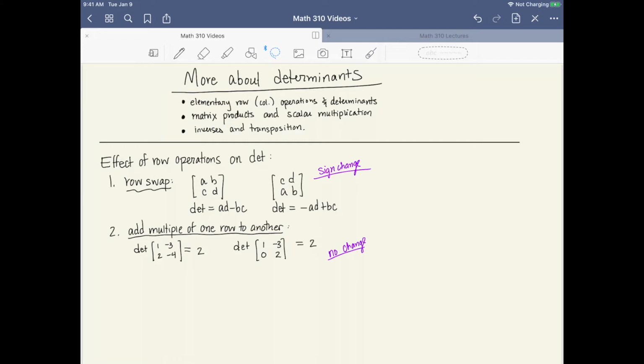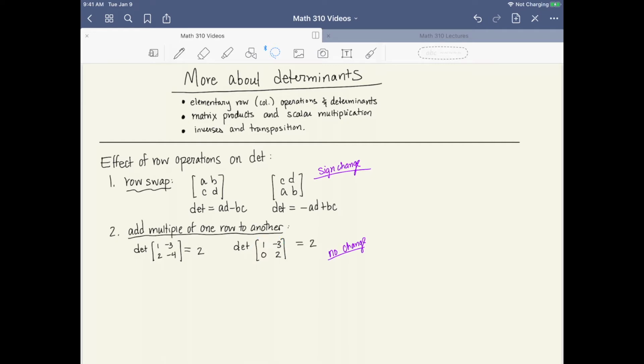This is just an example to demonstrate, but let's now take something with numbers in it. We're going to look at the matrix 1, -3, 2, -4. Calculating its determinant, you see that the determinant is 2. If you add 2 times row 1 plus row 2 and put that into row 2, then you get the reduced version of the matrix that you see here. And you can see that the determinant is still 2.